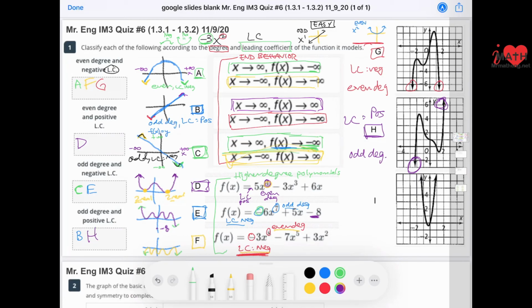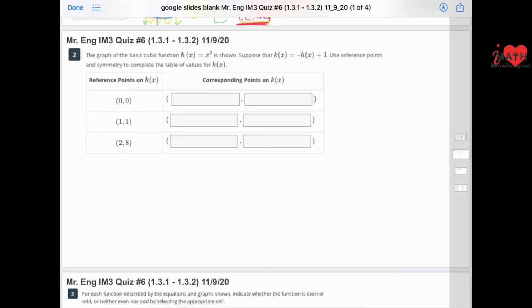And the last one, these are in the same direction, so that's an even degree. And they start up, end up, which is like the easiest even. So that means I have a leading coefficient that is positive. So I would go here. Okay, so that's the first one. Let's go on to question number 2.